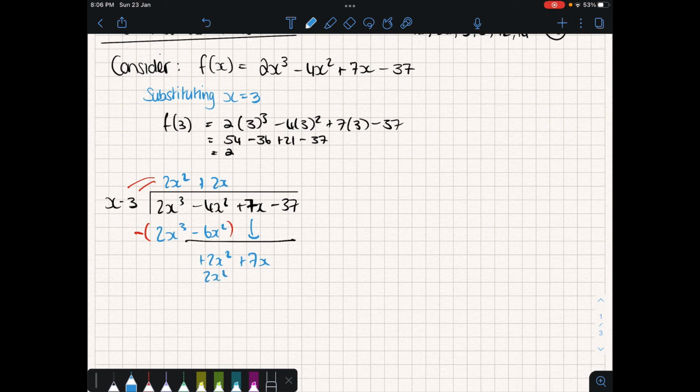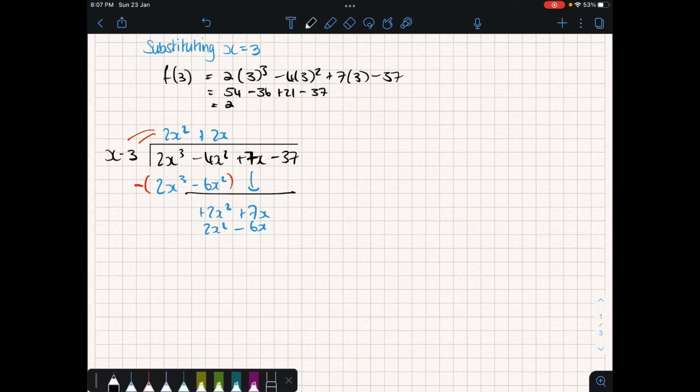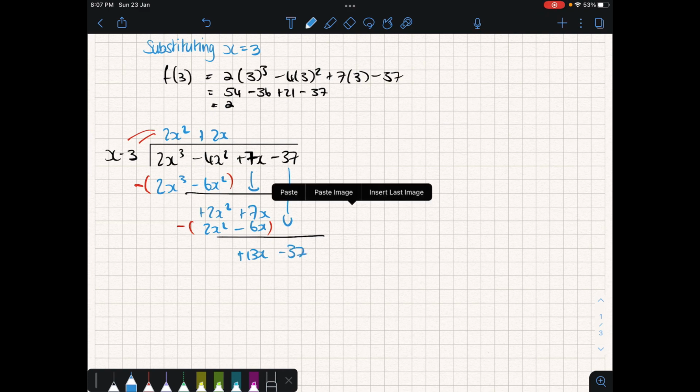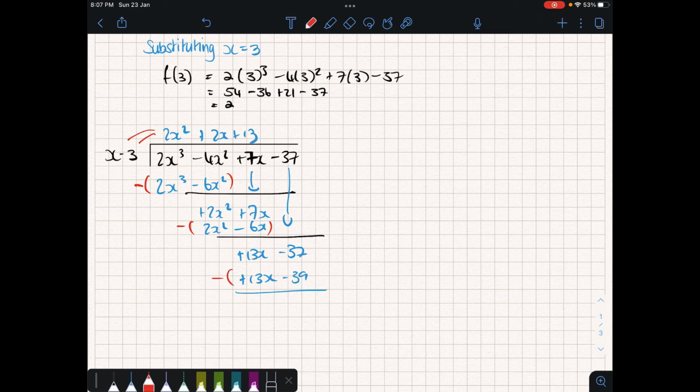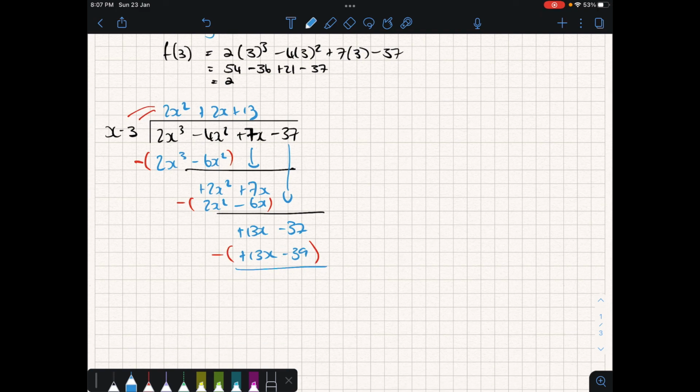Multiply through, we'll get 2x squared plus minus 6x, and we will now subtract. Again, remembering that this is subtraction, so it's minus minus, so we will get minus 6x, or minus minus 6x, which is positive, so we'll get plus 13x, bring down the negative 37, and this will be plus 13, multiplying through 13 times minus 3 is minus 39. Once again, we are subtracting, so minus minus is a positive, so we will get a remainder of 2 over here. So just like you would have if you'd done long division on a normal problem, here we get a remainder.